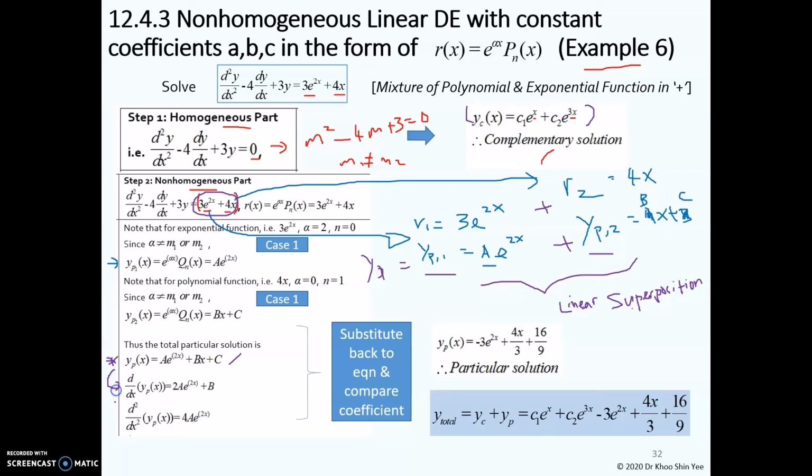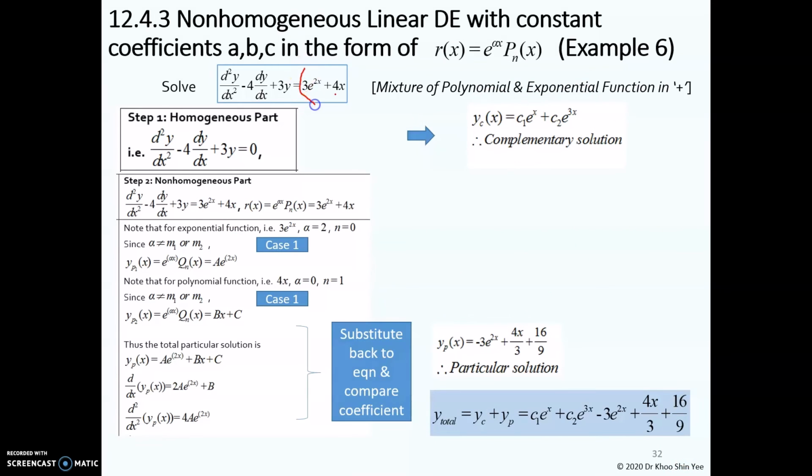We will continue to differentiate the YP to obtain YP prime and YP double prime, and substitute back inside the equation here for the YP, YP prime and YP double prime. By comparing the coefficients on the left hand side and right hand side, you should be able to obtain the coefficients A, B, C to be -3, 4/3 and 16/9. So the total solution is equal to YC plus YP. Substitute the solution here, then you should get the final answer.